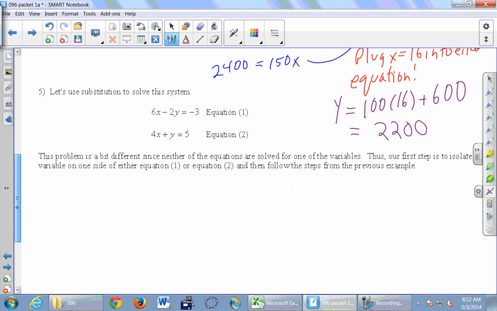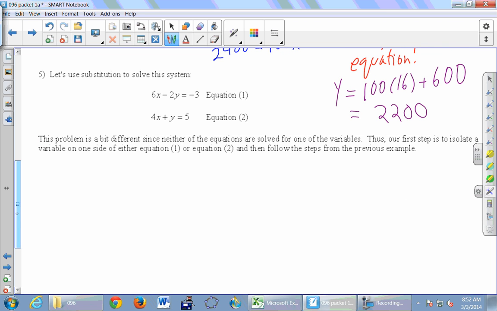Okay, so let's try the same technique here on number 5. So here are our two random equations. And we're trying to find the point of intersection. So we have in our heads this fuzzy picture of two lines randomly floating around on graph paper. And we know that at the point of intersection, the x and the y are exactly the same. So we're going to use that fact and we're going to avoid graphing entirely.